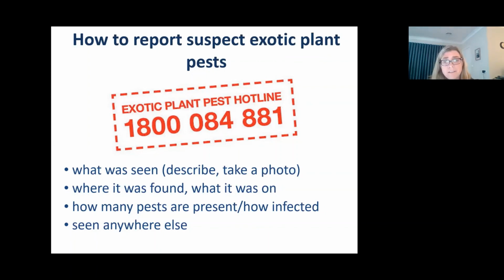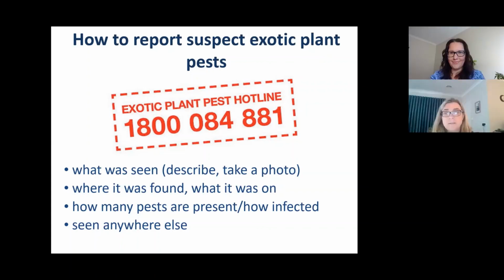Where was it found? What was it on? And how many were present, or how infected was the plant? And have you seen it anywhere else? So those sorts of things will help the relevant jurisdiction assess what the plant pest might be and what action is required to be taken to investigate. And I think that's my time up, and that's it from me as far as Plant Pest Surveillance 101.